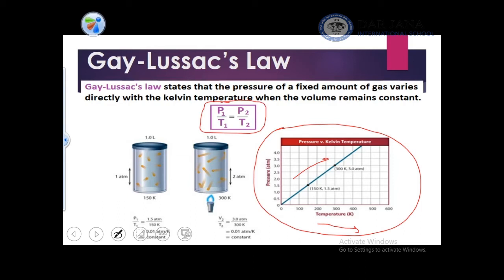When temperature increases, the particles move faster, and these particles make more collisions on themselves and on the inner wall of the container. So if you notice before, at 150 Kelvin, the pressure was 1 atmosphere. When the temperature is doubled, the pressure also doubled. It becomes 2 atmosphere, which means that the relation is proportional.